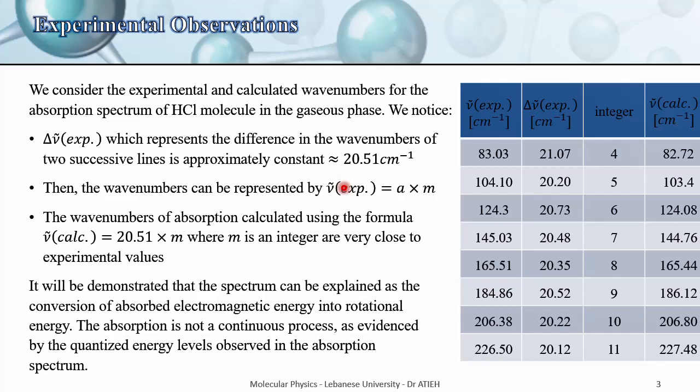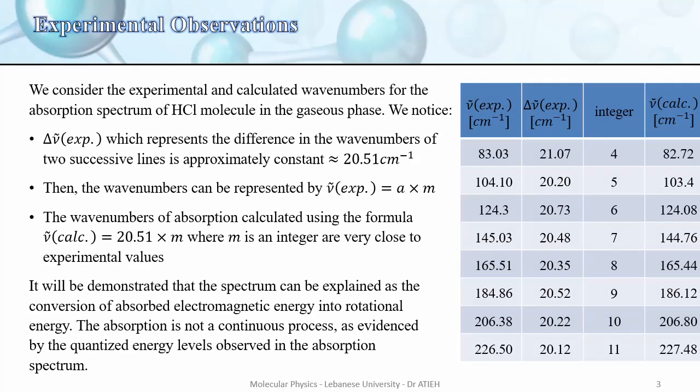So later we will demonstrate that this spectrum can be explained as the conversion of absorbed electromagnetic energy into rotational energy. We will see that the energy absorbed here is related to the rotational energy of the molecule, and we will see how. The absorption is not a continuous process, as evidenced by the quantized energy levels observed in the absorption spectrum. We have seen that the energy levels are not continuous because we have seen discrete absorptions at different positions. So we expect that our energy levels are quantized.